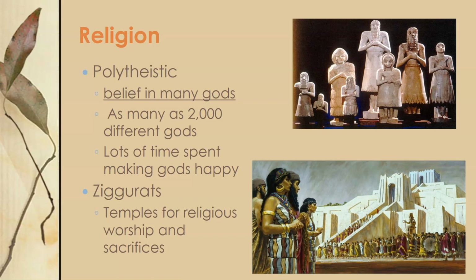So they spent a lot of time praying to the gods and sacrificing to the gods, trying to keep them happy. Mesopotamians worshipped in these buildings, like the one you see pictured here. These temples were called ziggurats, and that's where they had their religious ceremonies, worships, and sacrifices.